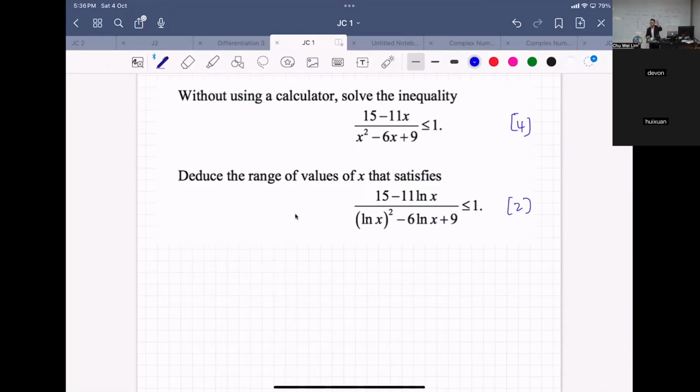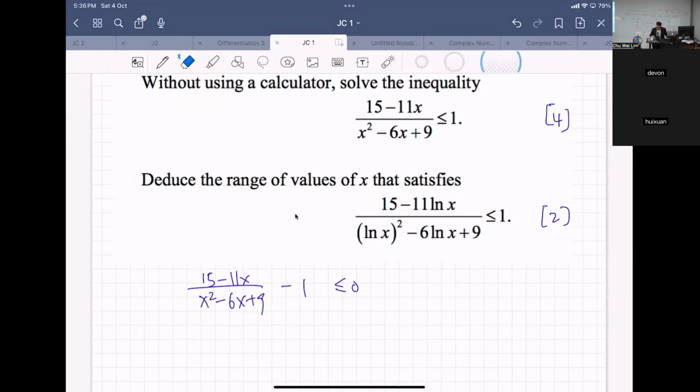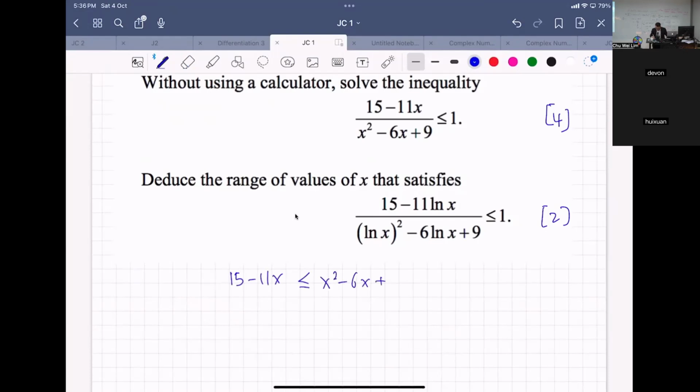And the most interesting part is this. Everyone did this, so please listen. Everyone did this. I suggest you don't copy first. 15 minus 11x over x squared minus 6x plus 9, minus 1 is less than 3. Everyone did this, then everyone combined. Why? Why cannot do this? Why cannot cross multiply?